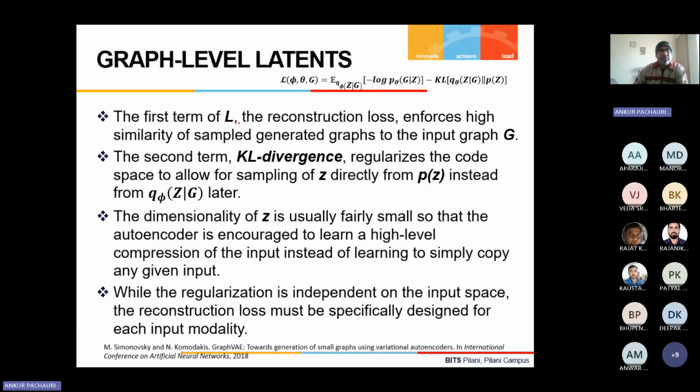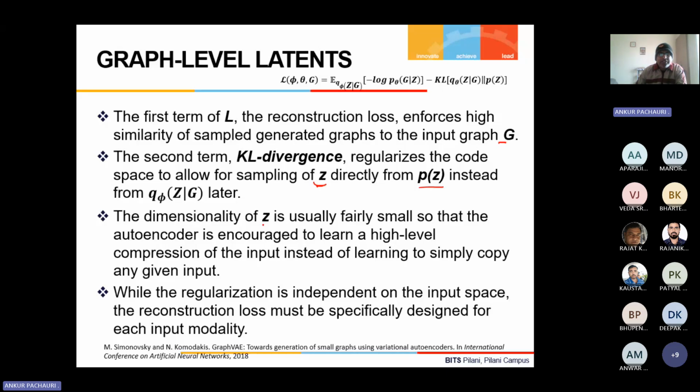In this case, the first term is the reconstruction loss, which enforces high similarity of the sampled generated graph to our input G. The second term is the KL divergence that regularizes the code space to allow sampling of z directly from p z, instead of q phi of z given G, so z can be directly drawn from the regularization distribution.